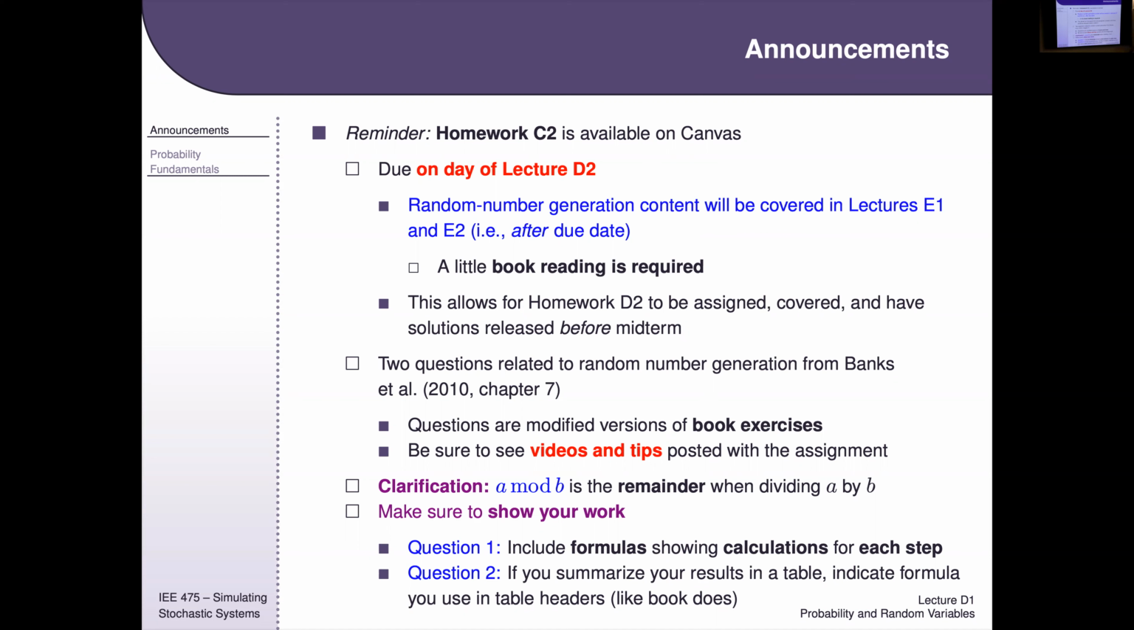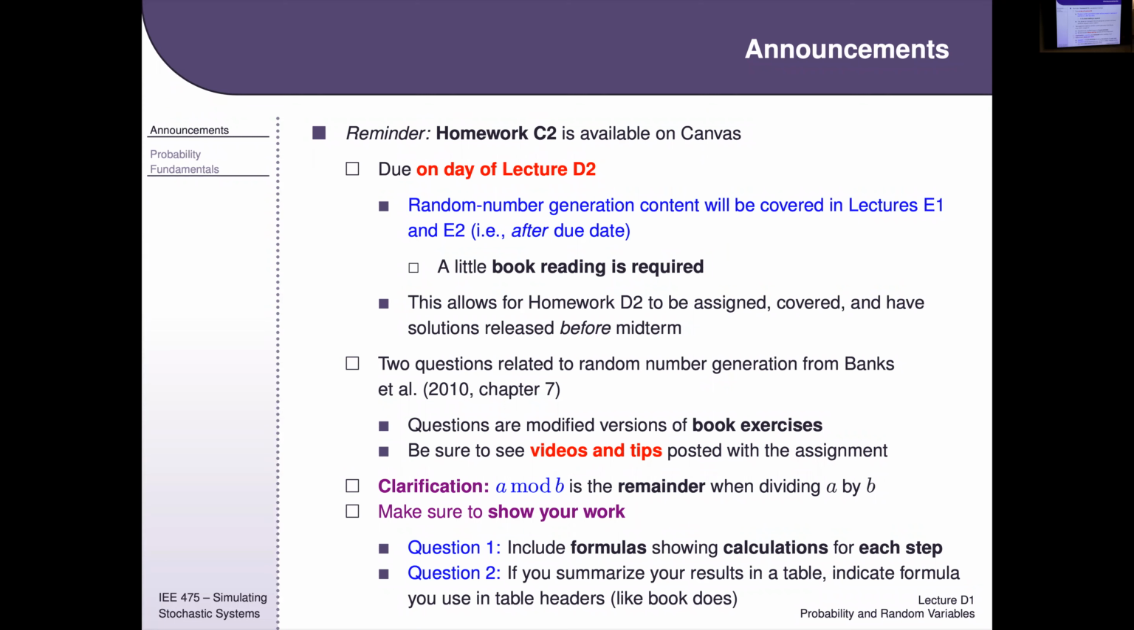Make sure to show work. So on question 1, include formulas for your calculations of each step of those random number generators. If you do it in a table, then make sure you tell me the formulas that you're using in each table cell, so it's clear how you went from one cell to the next. Similar to question 2, if you summarize your results in a table, indicate the formulas you use in the table headers, and there's the book example of how to do a problem like question 2 that does just that. So just some quick clarifications on that.